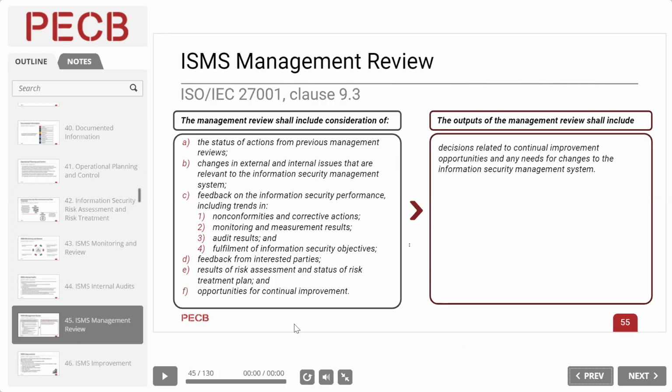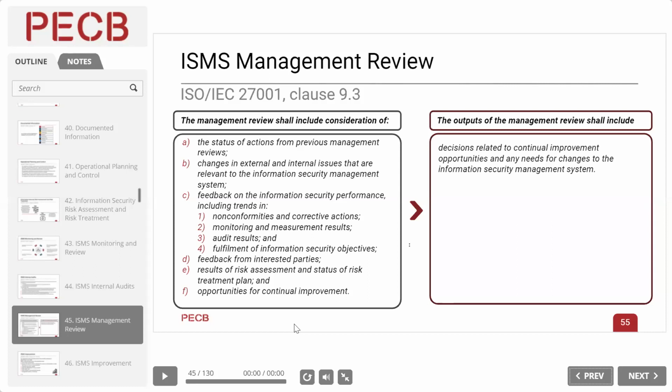Then feedback from interested parties, results of risk assessment and status of risk treatment plan, and then opportunities for continual improvement. These are things that management would look at and consider within the management meetings that they are going to have.